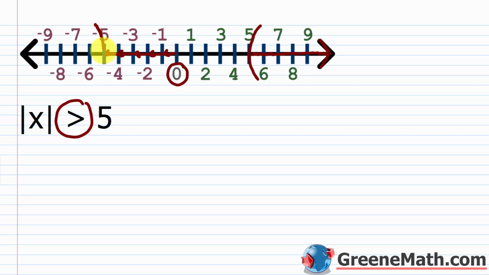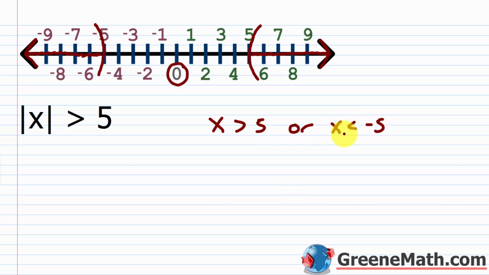-5 does not work. So I'm going to put a parenthesis there. And again, you can use an open circle if that's what you're doing. And then I would shade everything to the left here. And then we could try some numbers out in this range. Let's say we picked -7. So we plug in a -7 for x. The absolute value of -7 is 7. 7 is greater than 5. That's true. So what we have here for our solution is a compound inequality with or. Okay? So we can basically say that our solution is that x is greater than 5, or, remember our keyword or, x is less than -5.